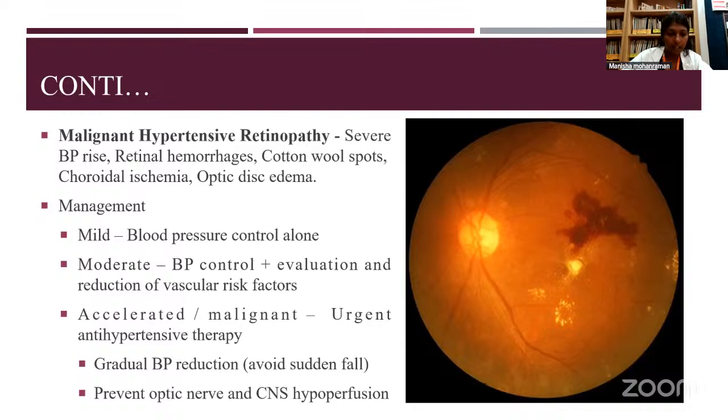Management for hypertensive retinopathy: in mild cases, the patient has to control the blood pressure. In moderate cases, BP control plus evaluation and reduction of vascular risk factors. In malignant cases, urgent antihypertensive therapy is advised, with gradual BP reduction to prevent optic nerve and CNS hypoperfusion.